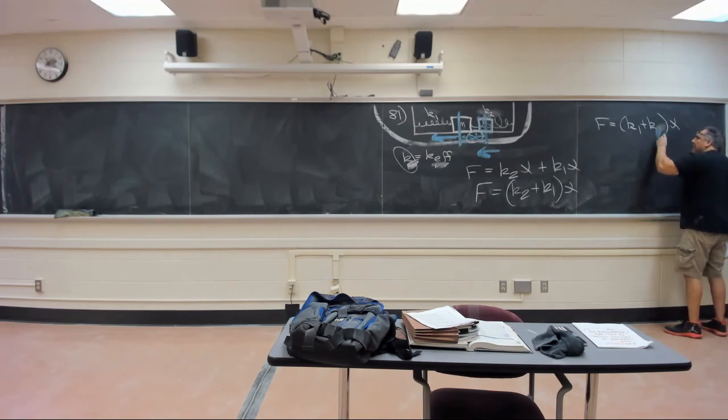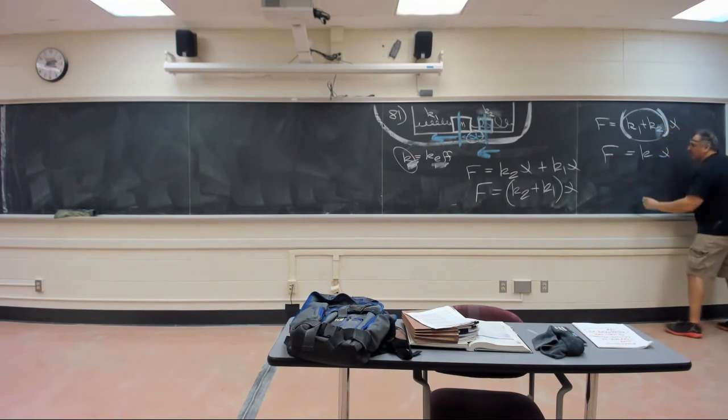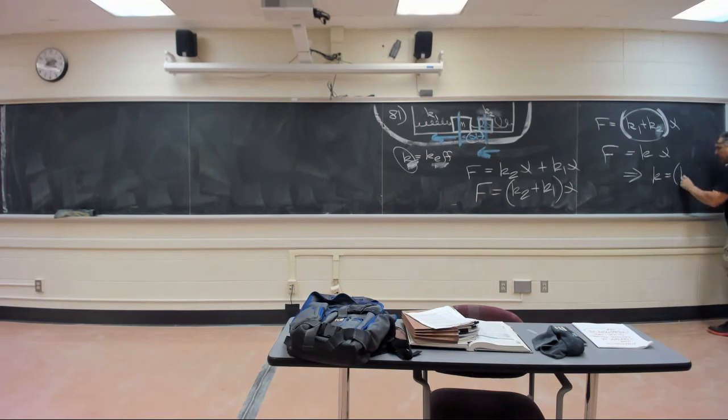A little different dynamic here. This guy's the effective spring constant. He looks like K times X, to give you F. Therefore, K equals K1 plus K2.